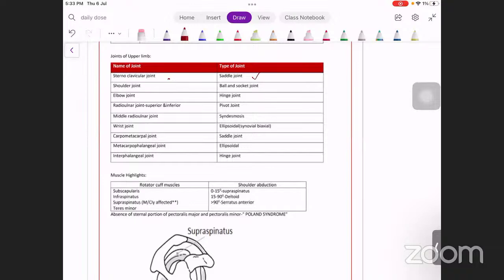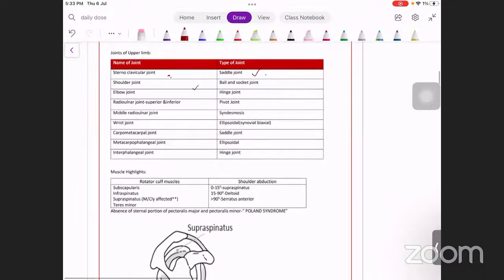Saddle joint. This is pretty straight mug up, where you have no other concepts to keep in mind. You have to mug up, people. So sternoclavicular joint, saddle joint. Shoulder joint, which is a ball and socket joint. Elbow joint, which is a hinge joint. And radio-ulnar joint, superior and inferior, both are pivot joints. And the middle radio-ulnar joint is a so-called syndesmosis, because we have the membrane which is connecting them together.